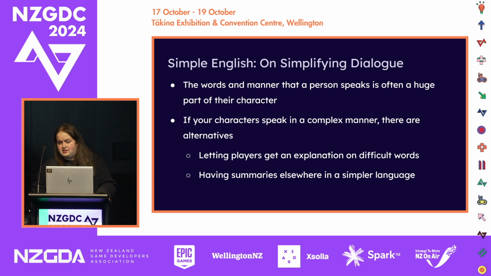Even if a character speaks in a complicated way, though, there are things that we can do to help audiences out, such as letting players mouse over particularly complex language for an explanation of what that means, or having summaries after dialogue or in quest descriptions, which are in more simple language.